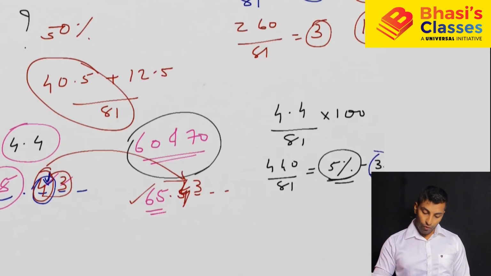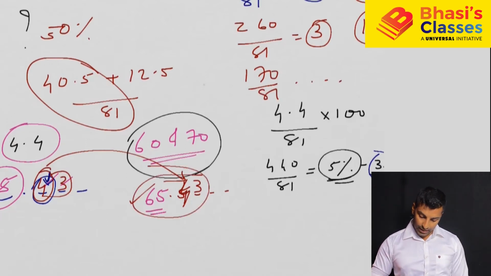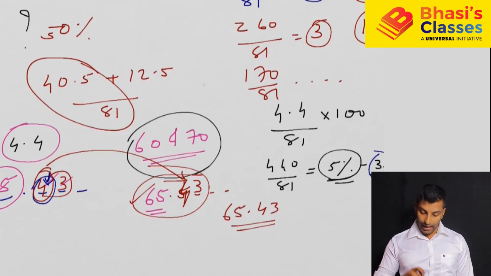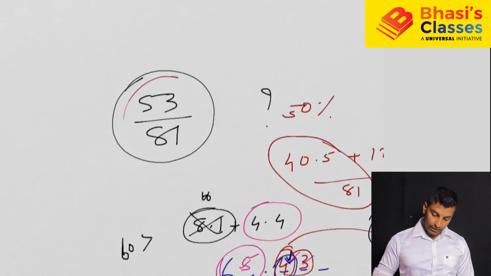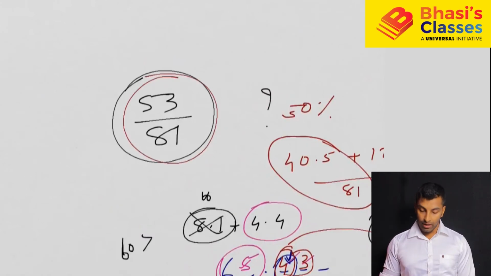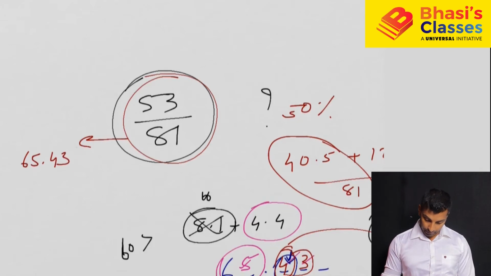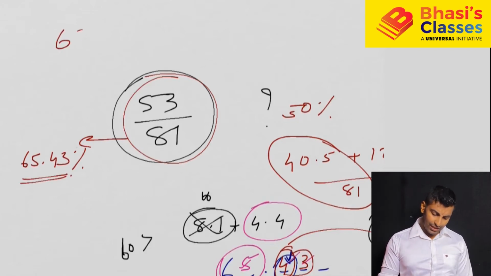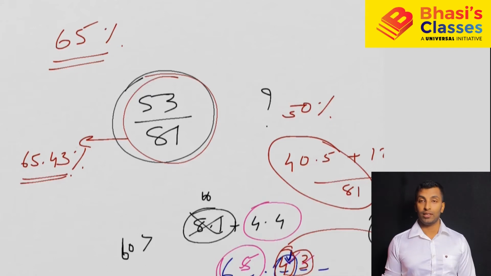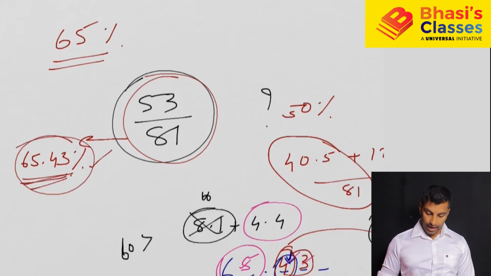Now, if you still want to proceed, I hope you understood by now what you need to do: 170 by 81, and you can continue this. But I got my percentage value as 65.43. I told you, you need to have very good calculation skills. So we started off with 53 by 81. What is the actual percentage value? 65.43 percentage. But most of the time you just need to find 65 percentage. To be more accurate, this is the answer.